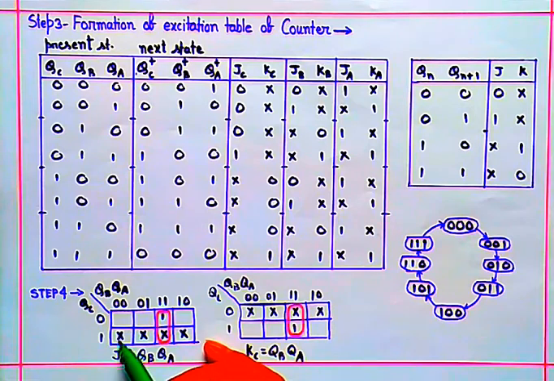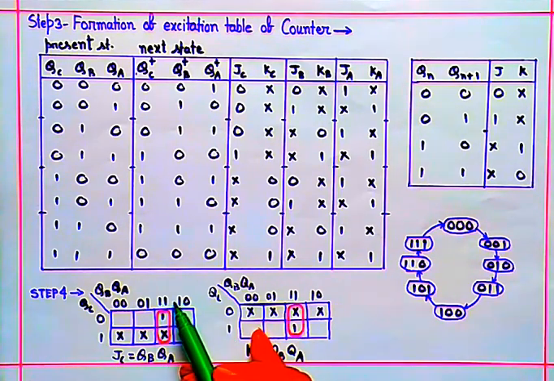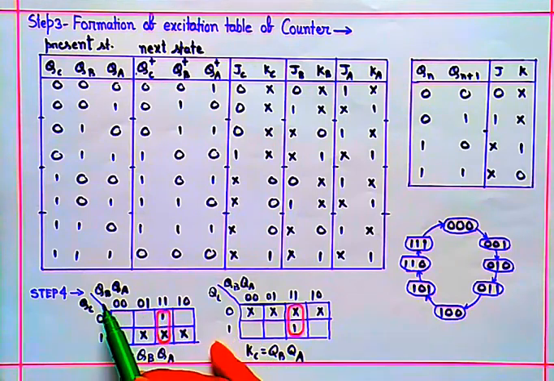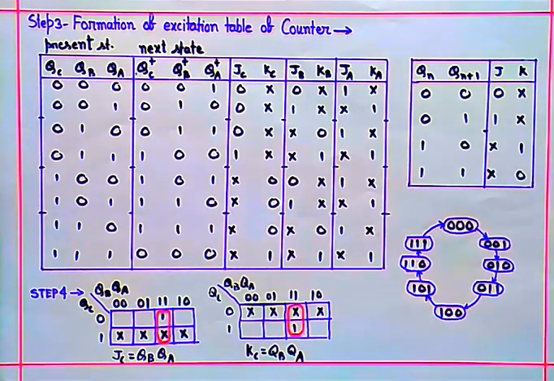So ultimately you will get all these values, and you can form a group by taking this 1 and the don't cares. So JC will be equal to QB QA, because 1 1 is constant for this group, but QC is variable, so we take only the constant, that means 1 1, and 1 1 means QB QA. So JC is equal to QB QA. Similarly, KC will be equal to QB QA. That means both JC and KC will be the same, QB QA.